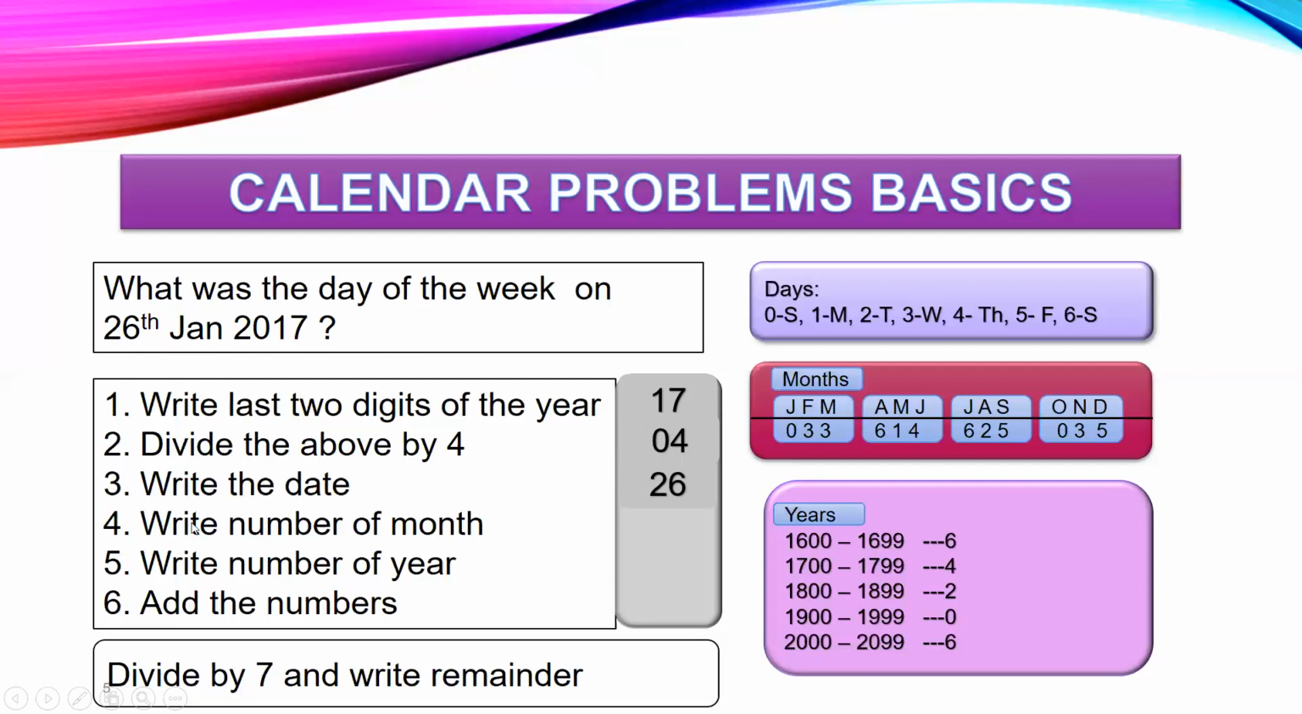Write the number of the month. So again here, as I told you before, the chart would come into picture. So for Jan, what is the number you have given? The number is 0. So write down the value as 0. Write the number of year. So when you say 2017, this is nothing but a 20 series, and the value for this is nothing but 6. So write down the value as 6. Now add all the numbers, which is coming to 53. Now divide this value by 7 and write the remainder. Now your remainder is 04. 4 is nothing but Thursday. So this is how you will solve the questions for the calendar problems.